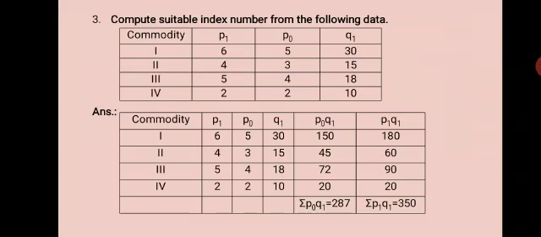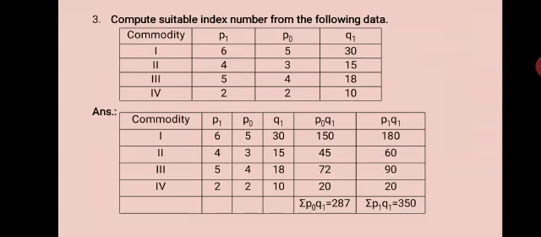Then in the solution we need to add the columns, that is P0 into Q1 and P1 into Q1. First we will see the calculation of P0 into Q1. P0 Q1, that is 5 into 30 will get 150, 3 into 15 that is 45, 4 into 18 you will get 72, 2 into 10 you will get 20.